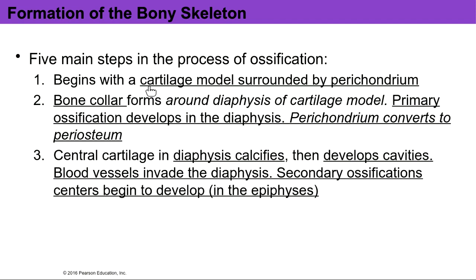So the first step, we're really just dealing with the fact that we have a cartilage model, and it's going to be surrounded by perichondrium. At the second stage, we see the development of a bone collar that's just forming around that cartilage model. Also in stage 2, you're going to see the development of a primary ossification center in the middle of the diaphysis. You also are going to see the conversion of the perichondrium that was around that cartilage model. You're going to see that converted into periosteum, because now we have this bone collar.